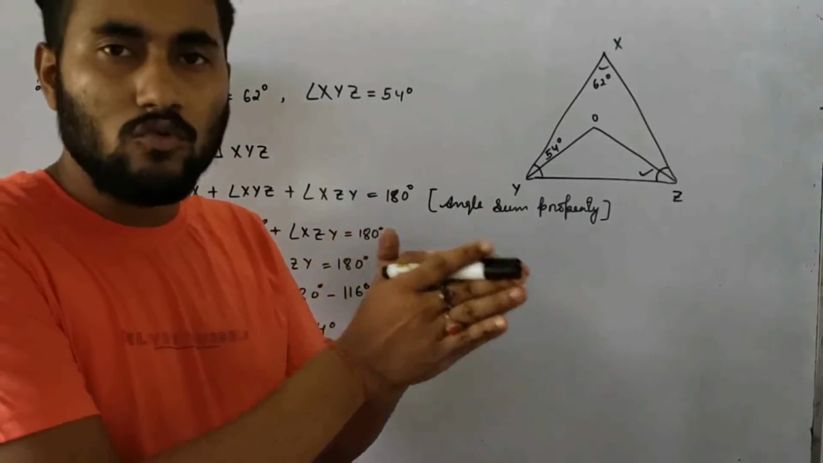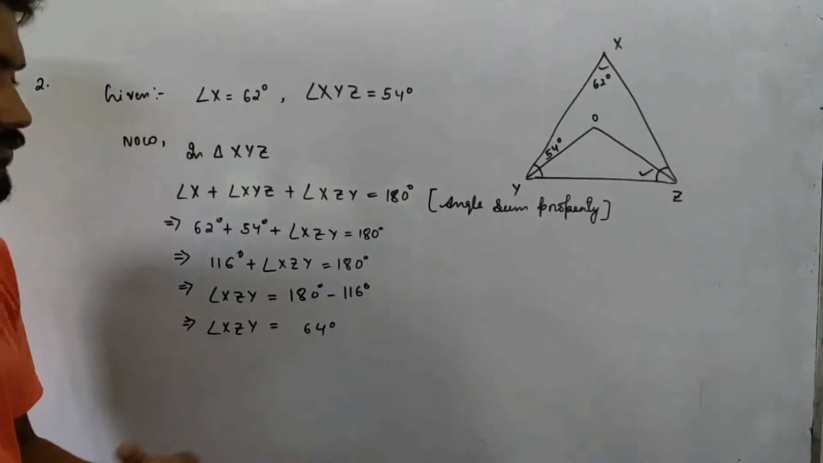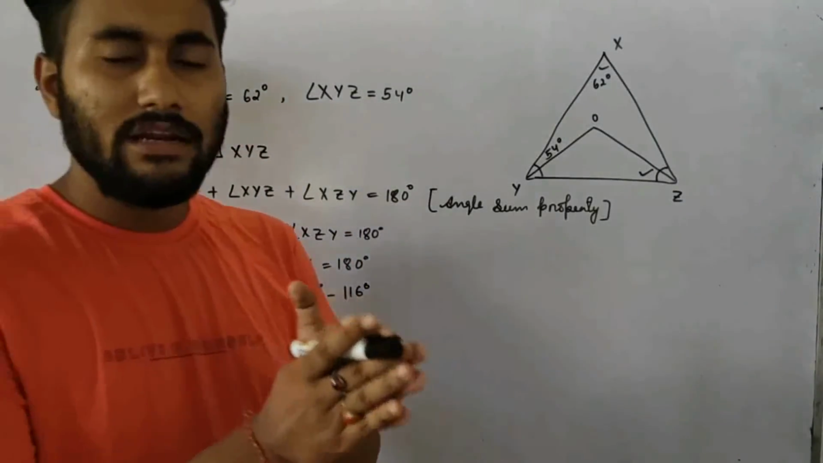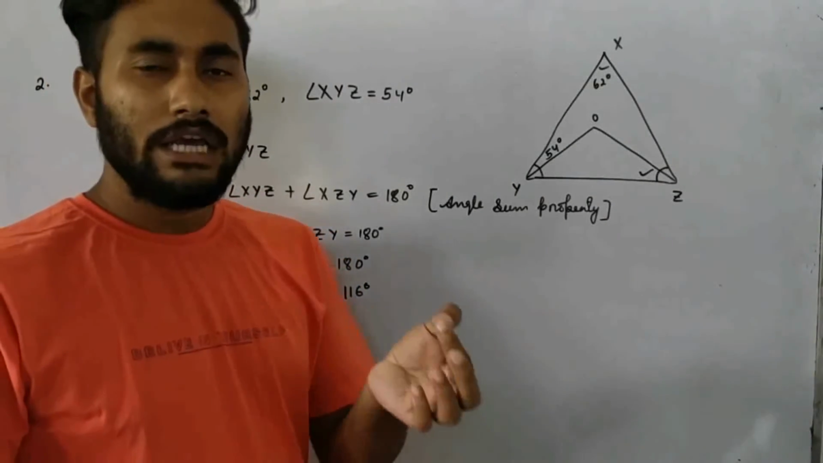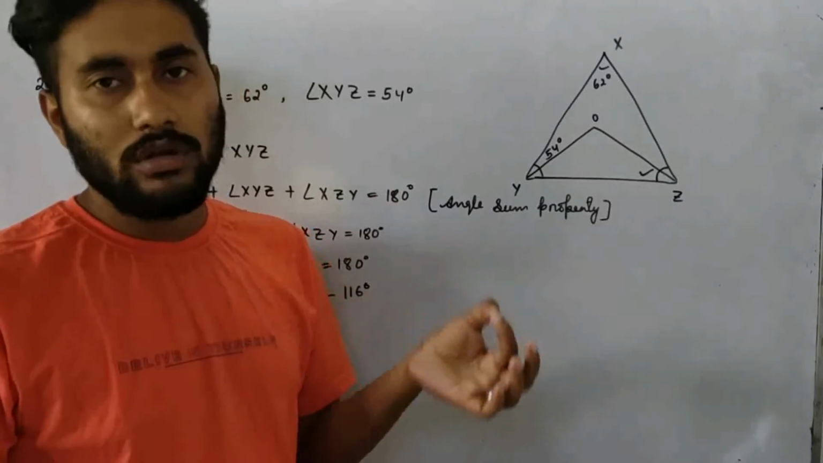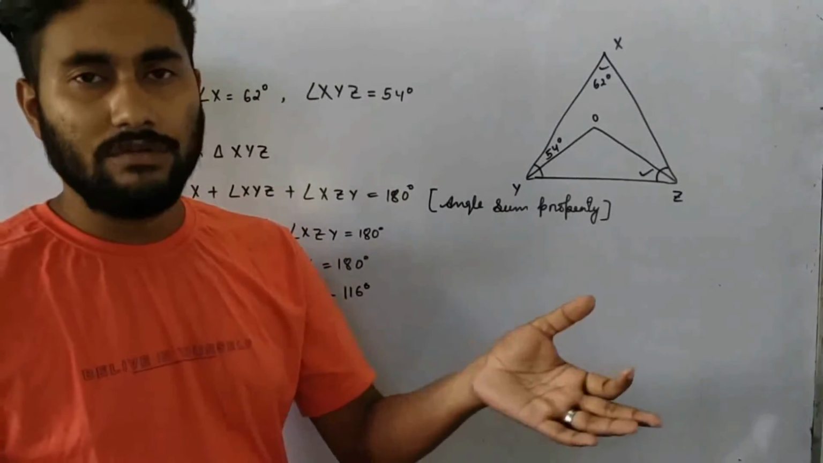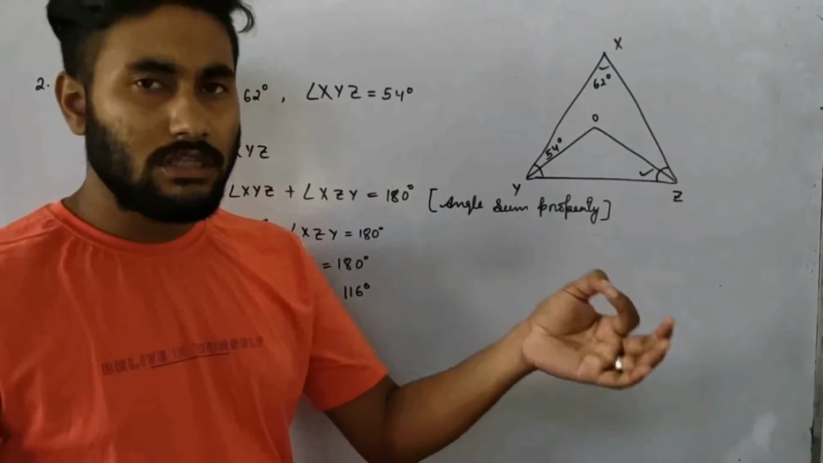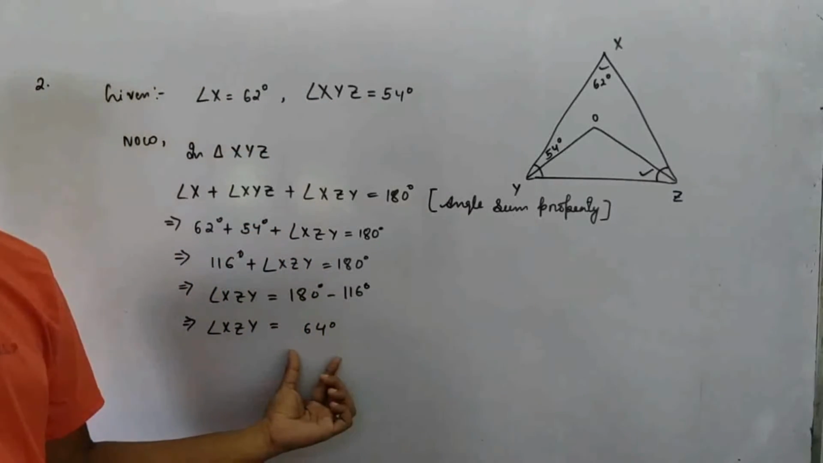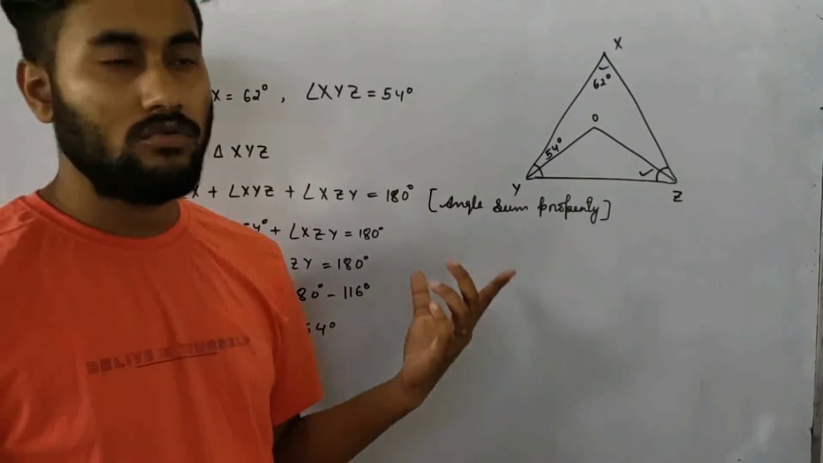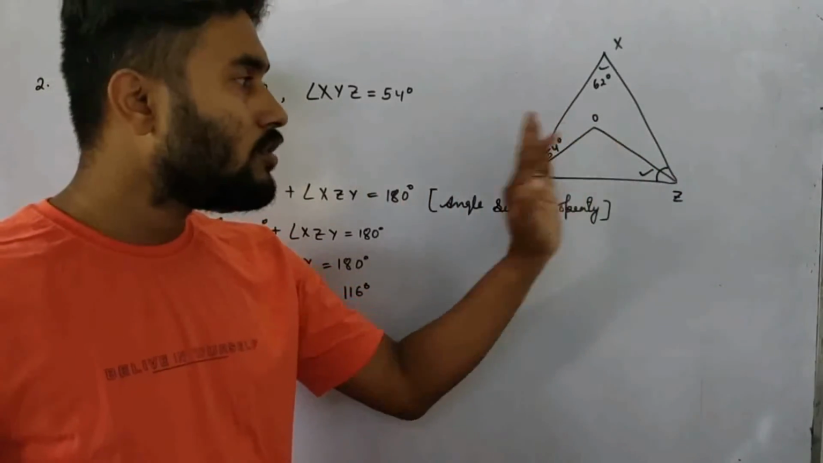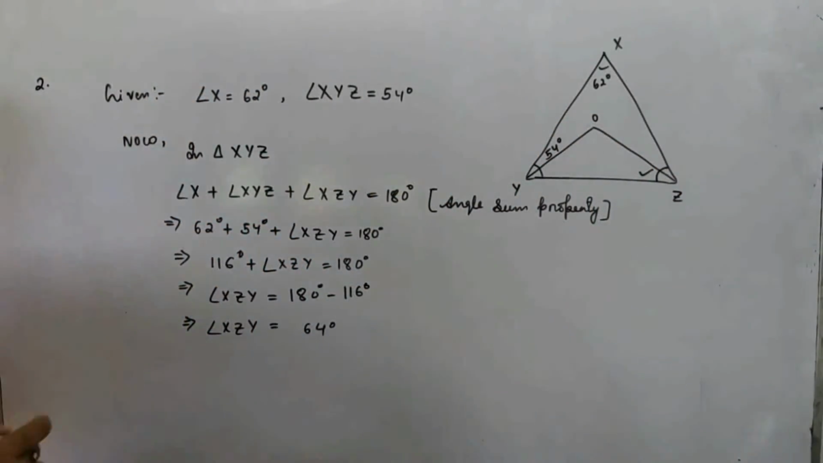Equally divide into two parts. That means 64 degree will also be divided into two parts. Divide two parts means you have to divide by 2. Like 100 by 2 is 50-50. 60 by 2 is how much? 30-30. So same thing you have to do. 64 by 2, how much? 32-32. Okay, so this upper portion is also 32, lower portion is also 32.